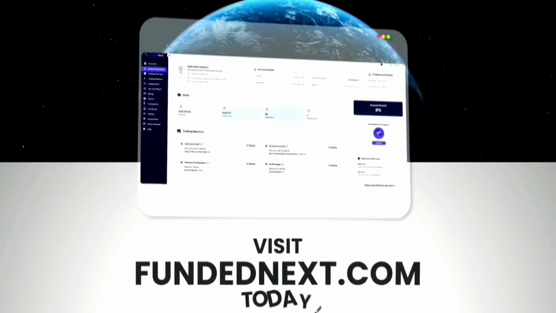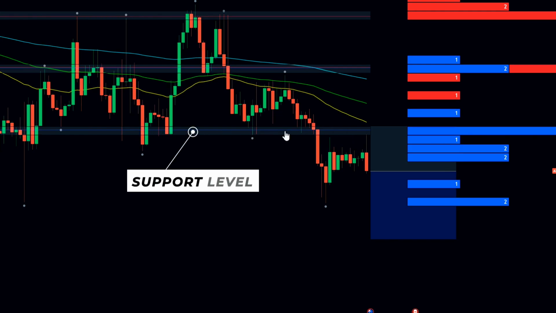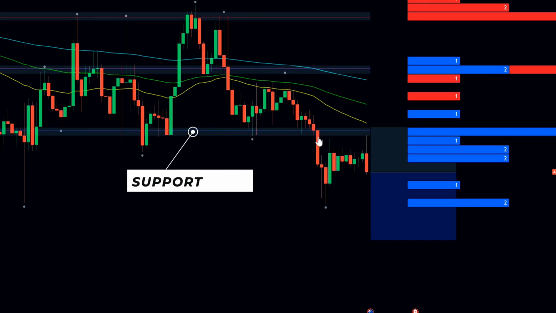For short trades, look for the price to break below a support level, a blue zone, retest it, and confirm a bearish trend using the EMAs.